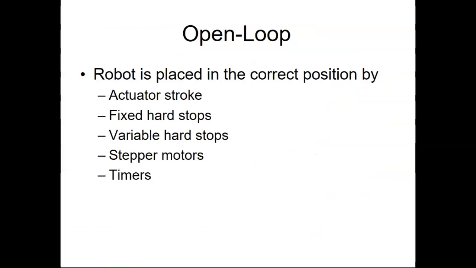So with open loop, we use the robot with actuator strokes. So what do we say an actuator is again, guys? Something that moves when power is applied, essentially. So if you use fluid power, it's a pneumatic actuator. If you use hydraulic, it's a hydraulic actuator. If you use electrical, it's an electrical actuator.